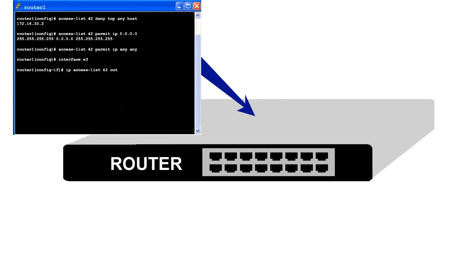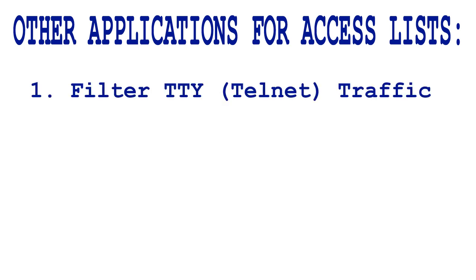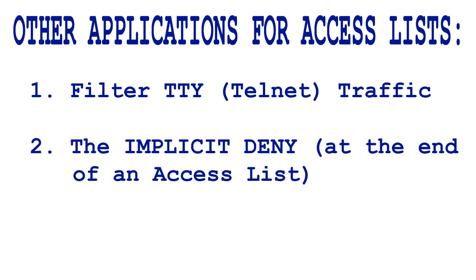So keep watching for more videos where I'm going to show you more details about access lists and how they work. I'll show you how they can be used to filter TTY or telnet traffic, trying to connect to devices on a network remotely. That's a good security use of access lists. I'll also show you more about what's called the implicit deny at the end of an access list and how, as an admin or manager on a network, you need to be aware of the implicit deny when you're using access lists on your network or when you're setting them up.